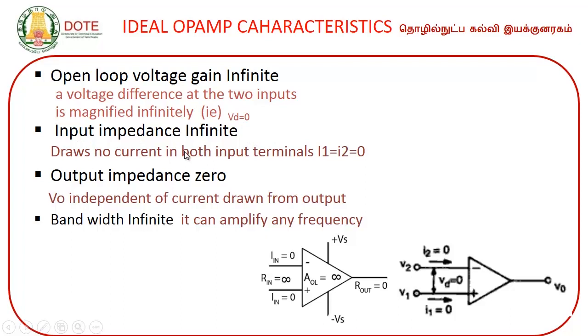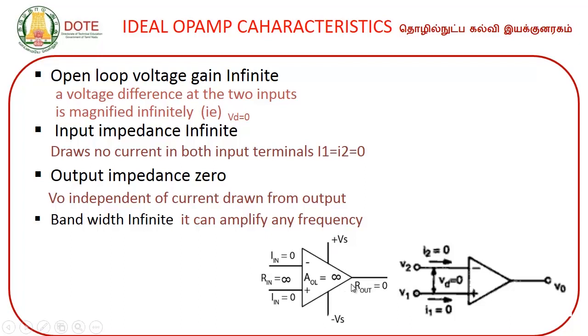Input impedance infinite. Another important ideal characteristic of the op-amp is input impedance. So the input impedance of the operational amplifier should be infinite. What does it mean? It should not draw any current from the source. So the input impedance should be very high. Ideally it should be infinite, very high. So the output impedance is 0.